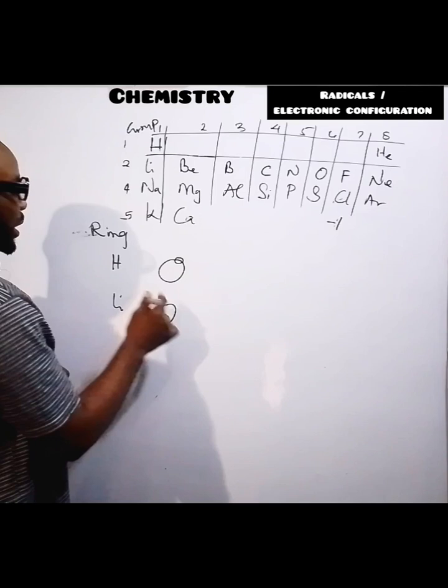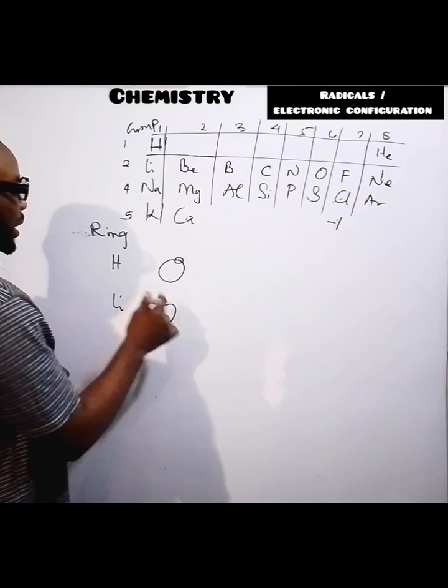Magnesium, 1s2, 2s2, 2p6, 3s2. Aluminium, 1s2, 2s2, 2p6, 3s2, then followed by what? 3p1. You can see we have been able to fill the 3s fully now. Silicon, that is 14. Silicon is 1s2, 2s2, 2p6, 3s2, 3p2.